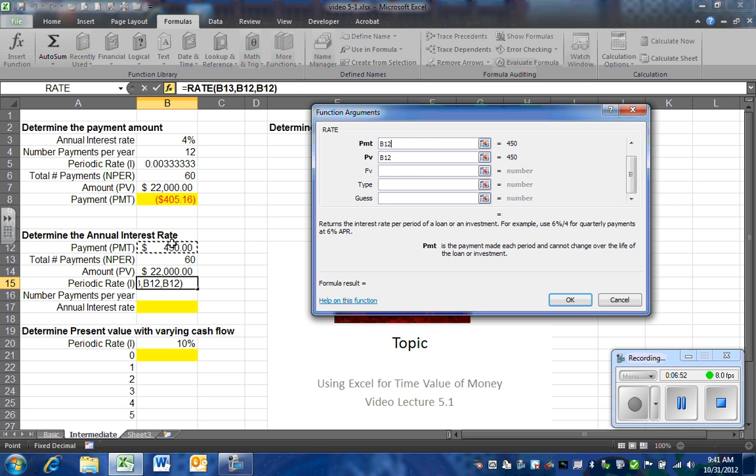Payment amount is $450. The present value amount is our $22,000. So our data inputs are our number of payments, the payment amount, and the present value, which is the selling price of the vehicle. We have an ordinary annuity. Well, let's say that we're going to make the payment on the first day when we leave the dealership. So we'll enter a 1 here for annuity due.